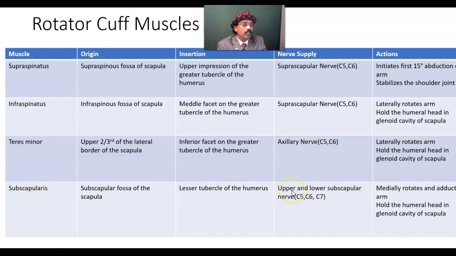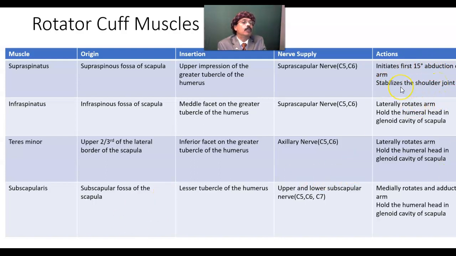Subscapularis gets its nerve supply from the upper and lower subscapular nerves, root value C5, C6, C7. From which plexus? The brachial plexus. From which cord? The posterior cord. Action: supraspinatus initiates the first 15 degrees of abduction. The next part is done by the deltoid. So it initiates abduction and stabilizes the shoulder joint.